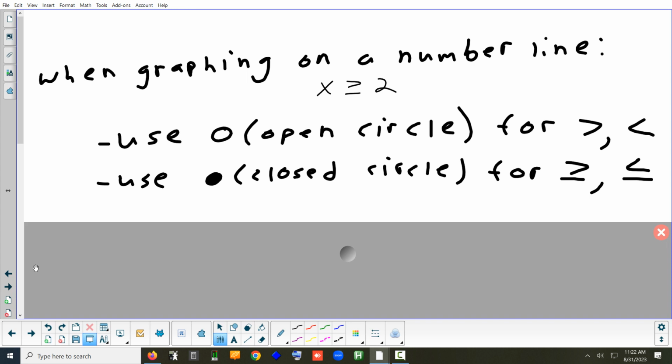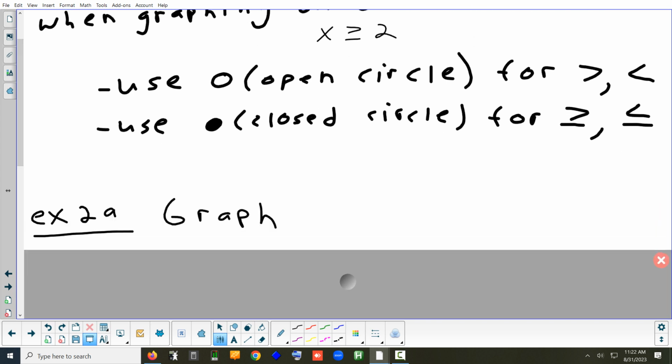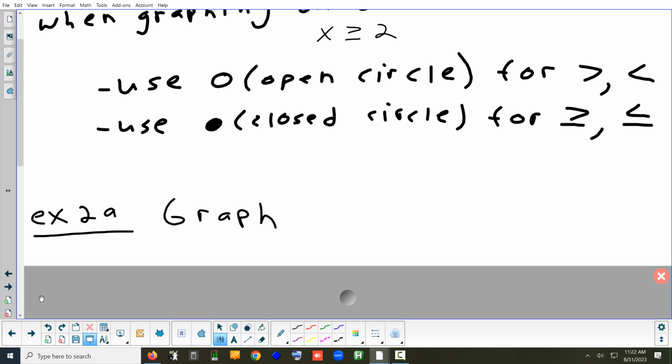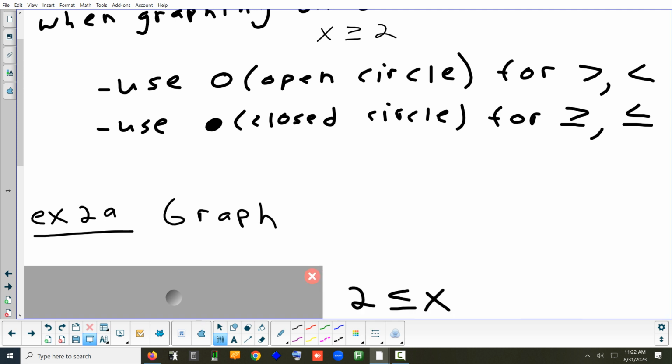So this is one set of options you can use for the symbol, probably the one you're most familiar with, open circle and closed circle. Open circle is always used with the greater than and less than. Closed circle would be used when you have the equal to. Now, if they give me something like that, this is where I use one of the properties we talked about a little bit to rewrite it.